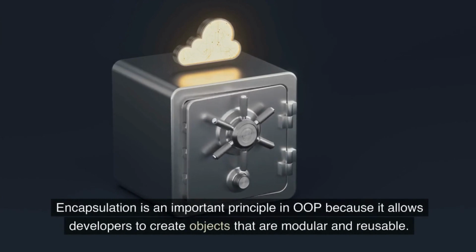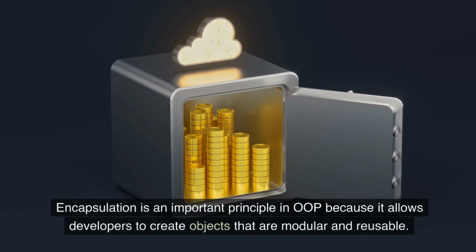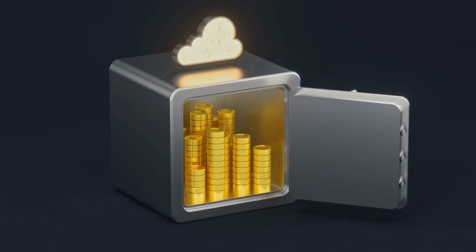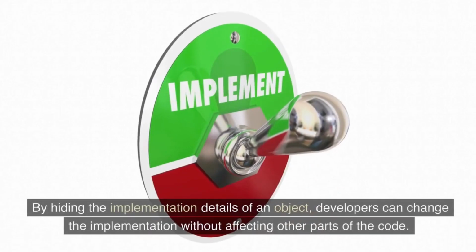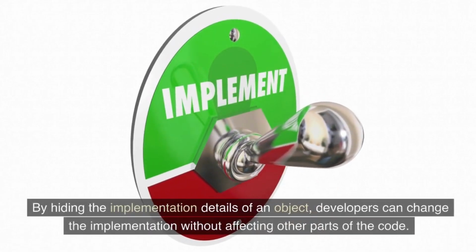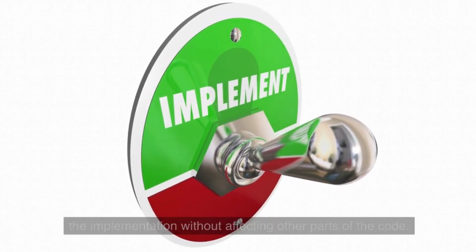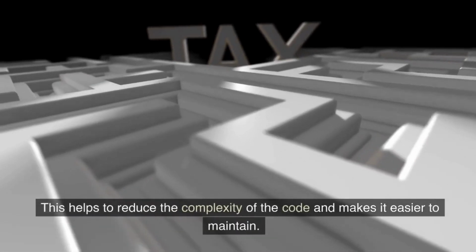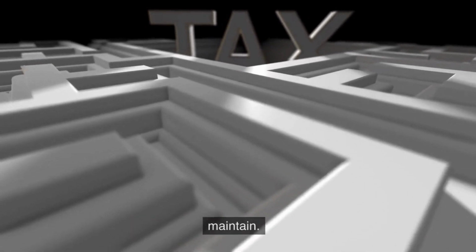Encapsulation is an important principle in OOP because it allows developers to create objects that are modular and reusable. By hiding the implementation details of an object, developers can change the implementation without affecting other parts of the code. This helps to reduce the complexity of the code and makes it easier to maintain.